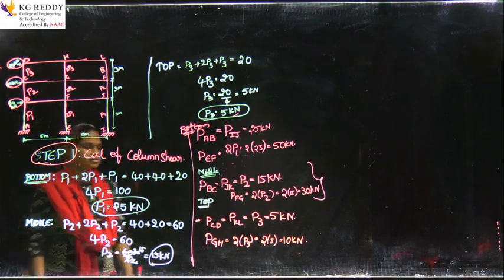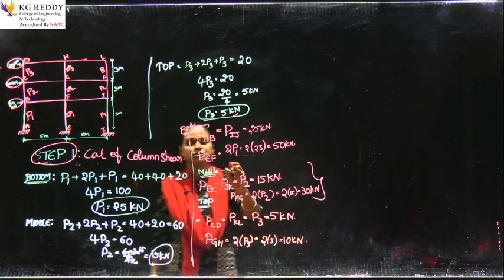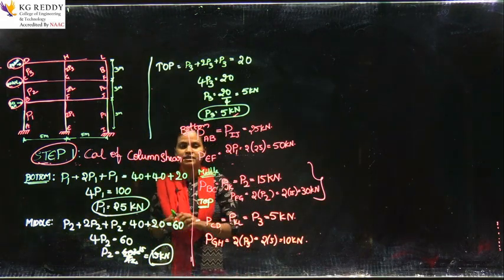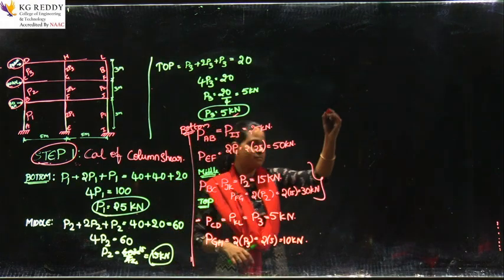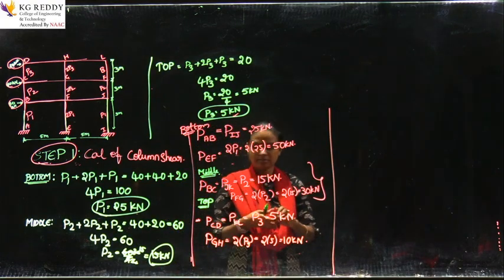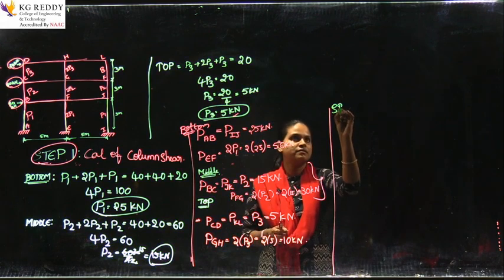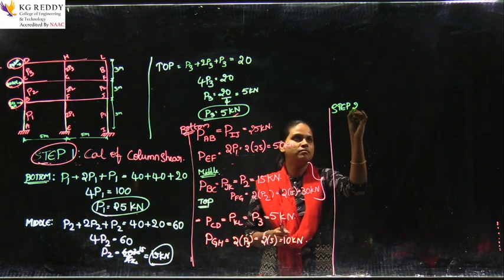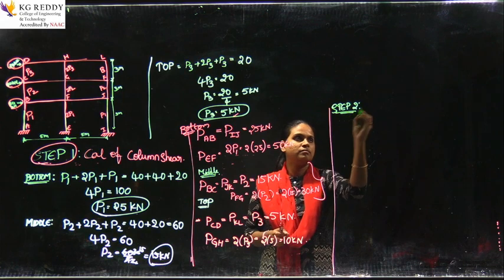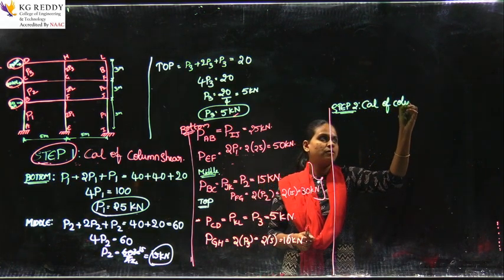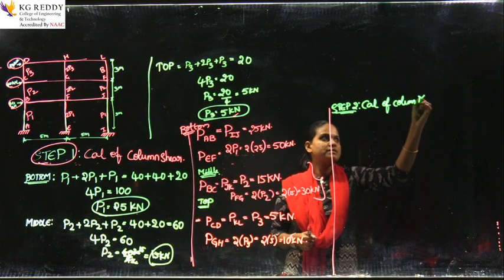column shear. So these are the shear values which you got at each and every member of the column, right? So next, what is the second step? Second step is the calculation of column moments.